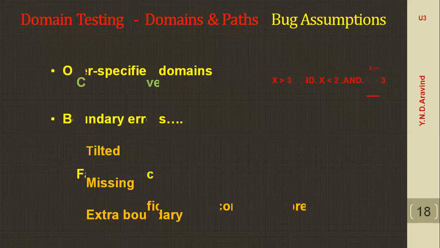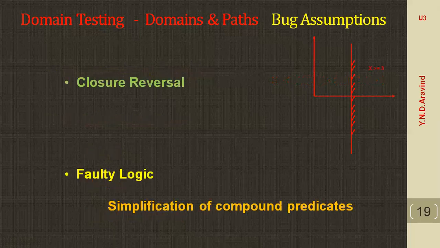Then the next one is closure reversal. Closure reversal is a common bug. Here the predicate is defined in terms of greater than or equal to, but incorrectly uses less than or equal to for the negated predicates. That is, x greater than or equal to 3 is incorrectly negated as x less than or equal to 0, thereby shifting boundary values to adjacent domains. This is what we call a closure reversal.